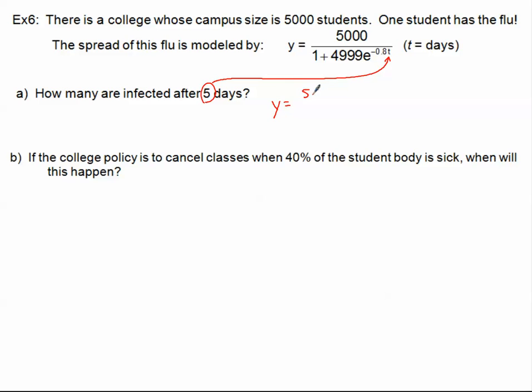So we've got 5,000 divided by 1 plus 4,999 e to the negative 0.8 times 5. So we can just plug that in. I want to make sure that you understand that these are not like terms. I cannot take the 1 and add it to this coefficient. This is a coefficient that's multiplied to something else, and this is just a 1. We cannot add those two things together. All we have to do is plug this into the calculator, and we'll see how many people are infected after 5 days.